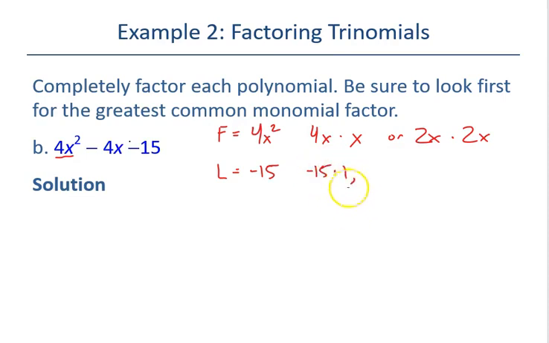That's 1. Well, what's another one? Well, we could have negative 1 times 15. That's another. Well, notice that's not the only factors of 15. We can also come here and go, okay, well, how about negative 3 times 5? Or how about 3 times negative 5? Okay, any one of these will work. Okay, so that's what we need.